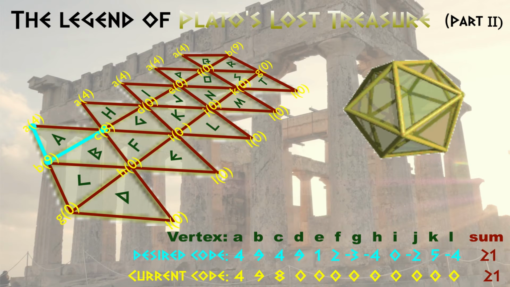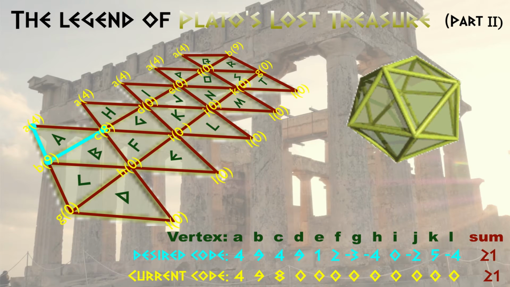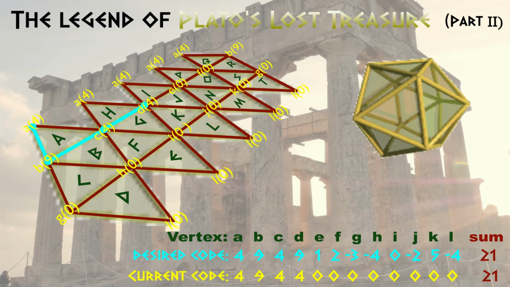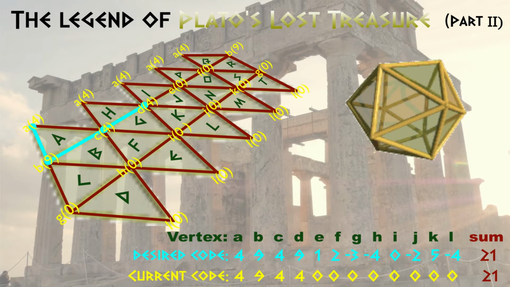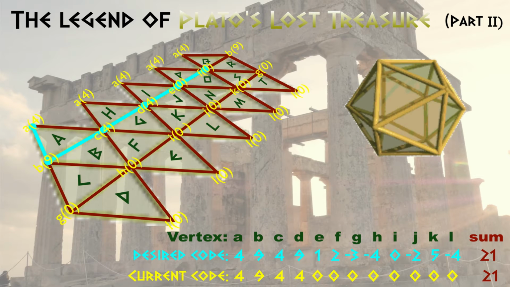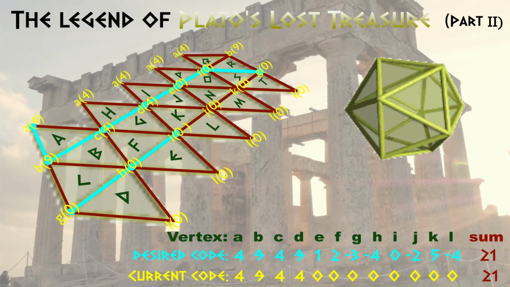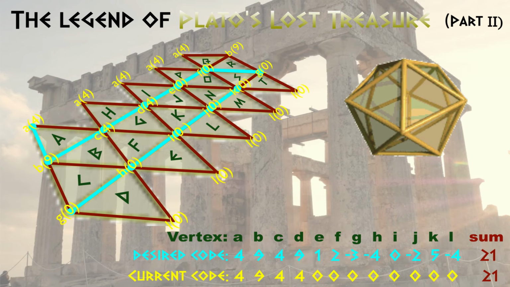And now we repeat. A and B are correct. We want to fix C. We do so by changing D. C needs to go down 4, so D goes up 4. We continue in this fashion using E to fix D, F to fix E, G to fix F, H to fix G, I to fix H, J to fix I, and K to fix J.